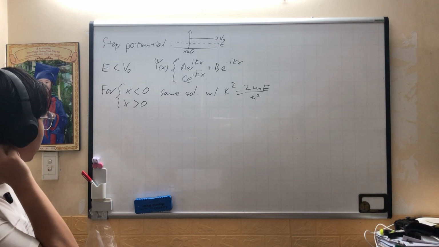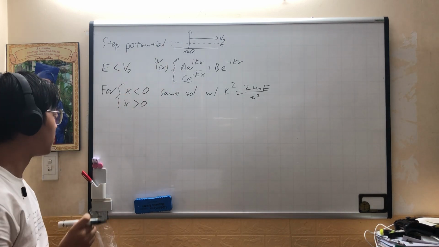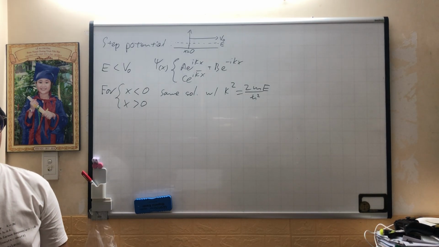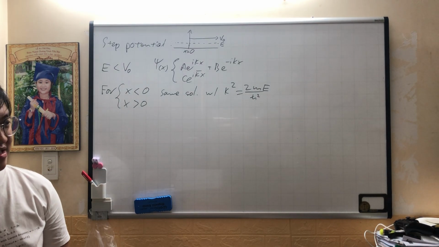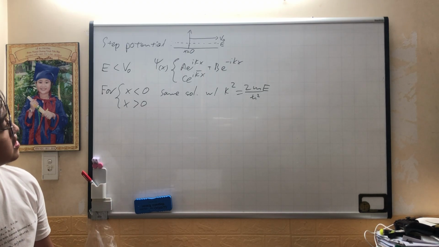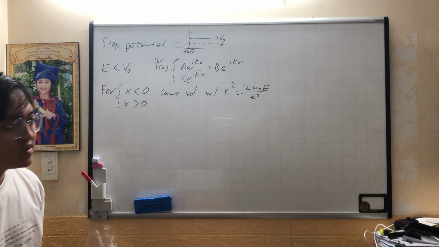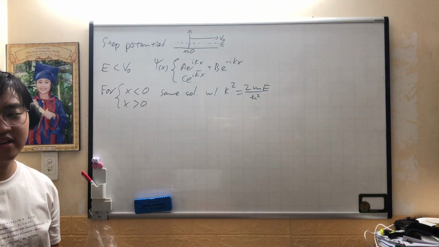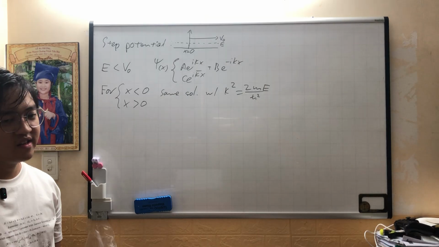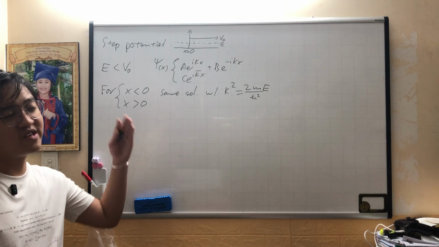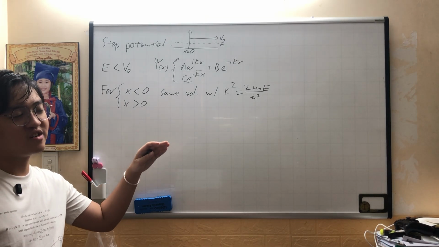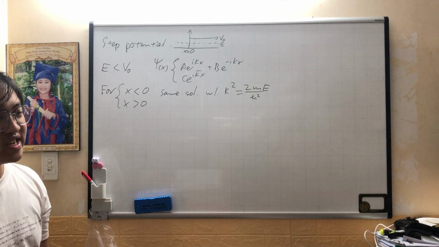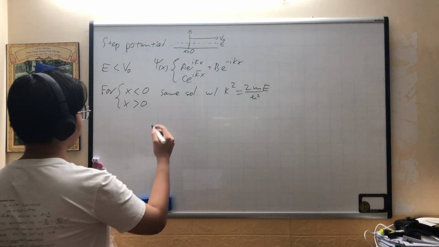But what's interesting is the next region, where x is greater than 0. This time we want to change it to some kind of decay, since our energy is less than V naught, so it would get pushed down. And I think I mistakenly said that they are tunneling when I talked about the scattering state, so that is one mistake again. Sorry for that.